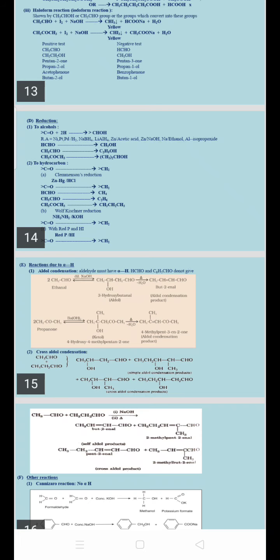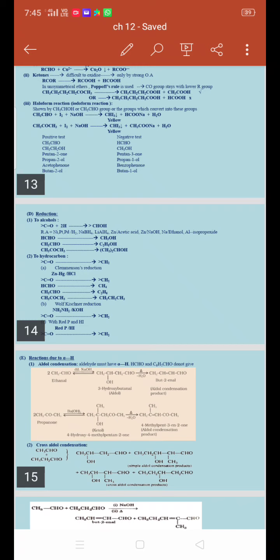Now look into the second reaction. The second reaction is acetaldehyde, CH3CHO. A methyl group is attached to the aldehyde group. So this is acetaldehyde. When acetaldehyde is reduced, you will get ethanol. What is ethane? The carbon atoms should be 2. Now I am going to replace with the alcohol group, so C2H5OH. This is nothing but ethanol.